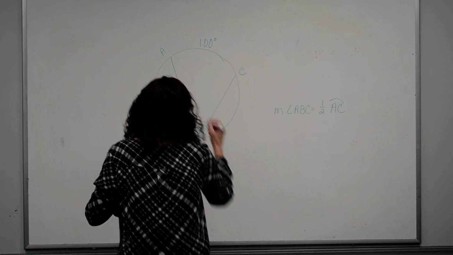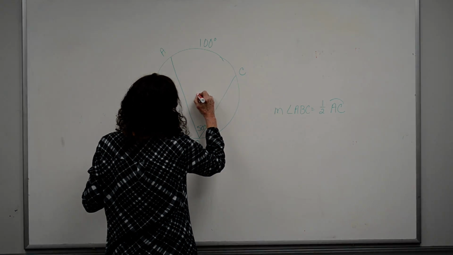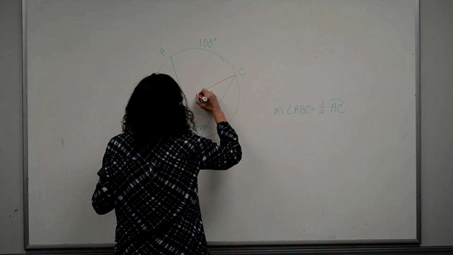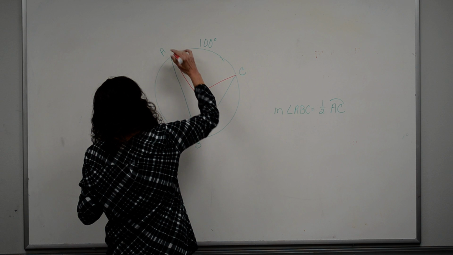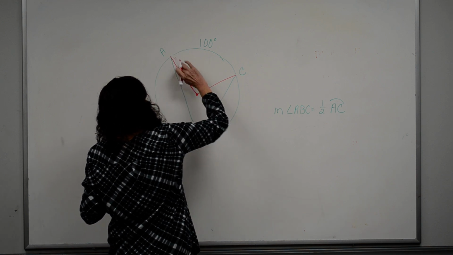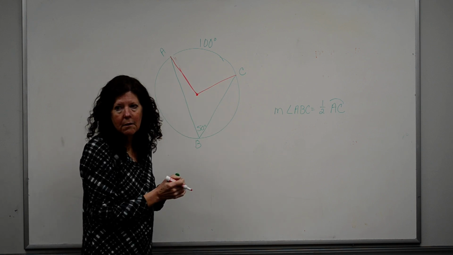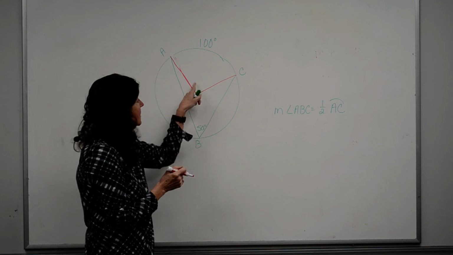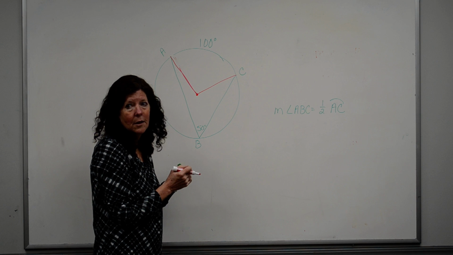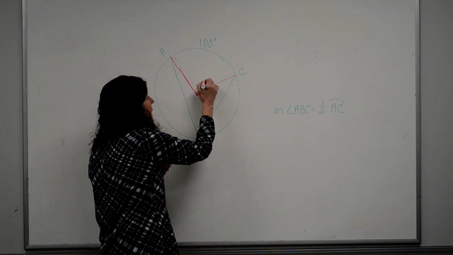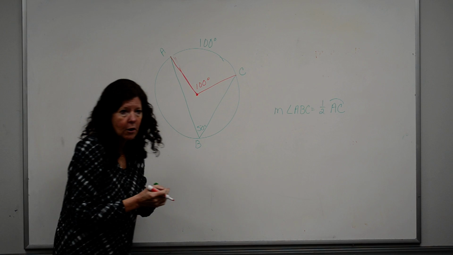So in other words, that would be a central angle. So what's the degrees of that angle? 100. Okay, a central angle has the same measurement as its arc.